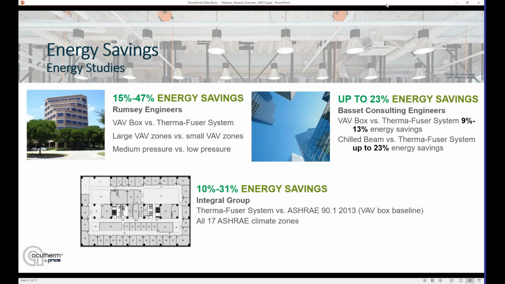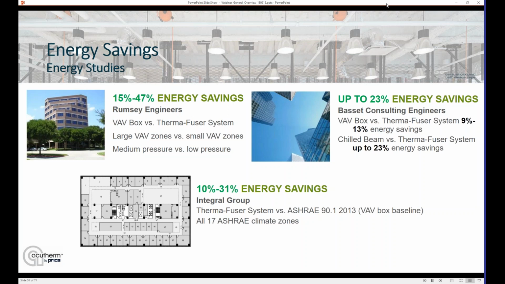Also looking at the medium pressure of a typical box system versus an all low pressure system that can be designed around the Therma-Fuser diffusers. And this model was projected over 5 different climate zones and produced an impressive anywhere from 15 to 47% energy savings for the Therma-Fuser diffuser system. The next study there on the right, I like to throw in because it not only compared the Therma-Fuser diffusers to a VAV box system, but also to an active chilled beam system. This study was projected over 3 different climate zones. And as those climate zones required more and more heating, the Therma-Fuser system became up to 23% more energy efficient than the chilled beam system.